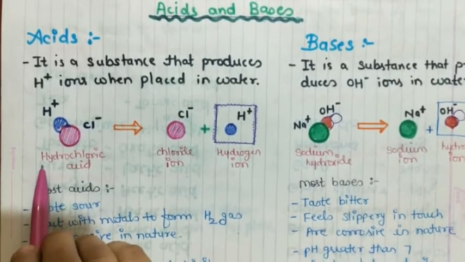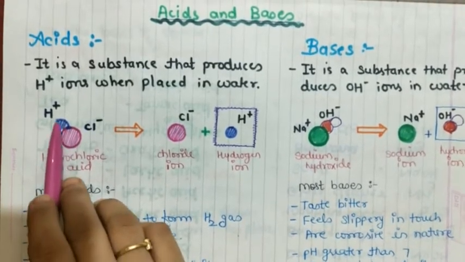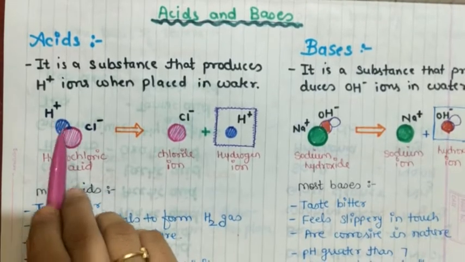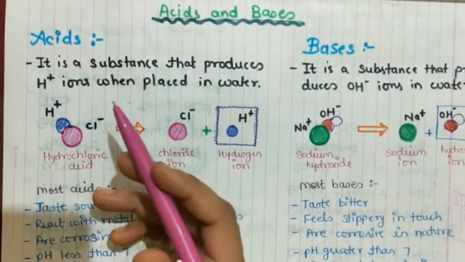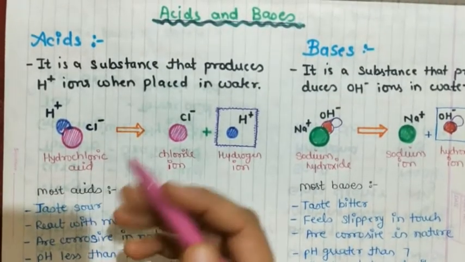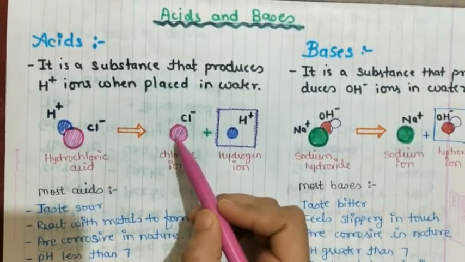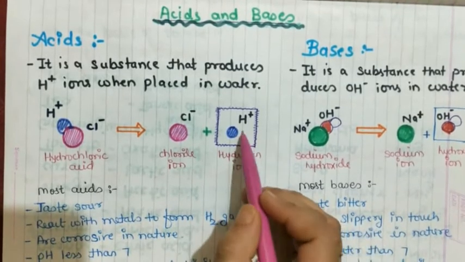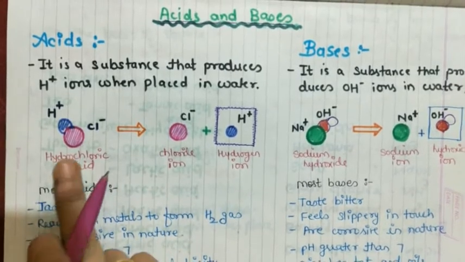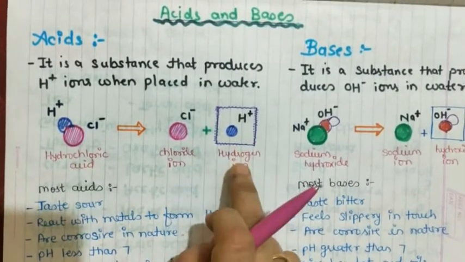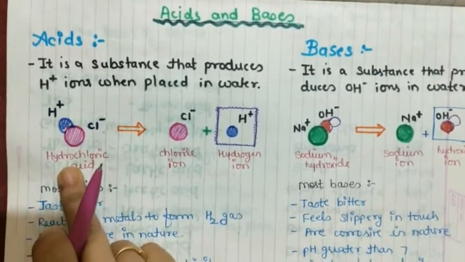Suppose I take hydrochloric acid. You can see that this blue circle is your hydrogen ion and this is your chloride ion. When they combine, they form hydrochloric acid. Now what will happen if they are dissolved in water? They will simply dissociate into H plus and Cl minus. So if hydrogen ion is formed, that means this hydrochloric acid is an acid, because it is giving you hydrogen ion by dissociation.